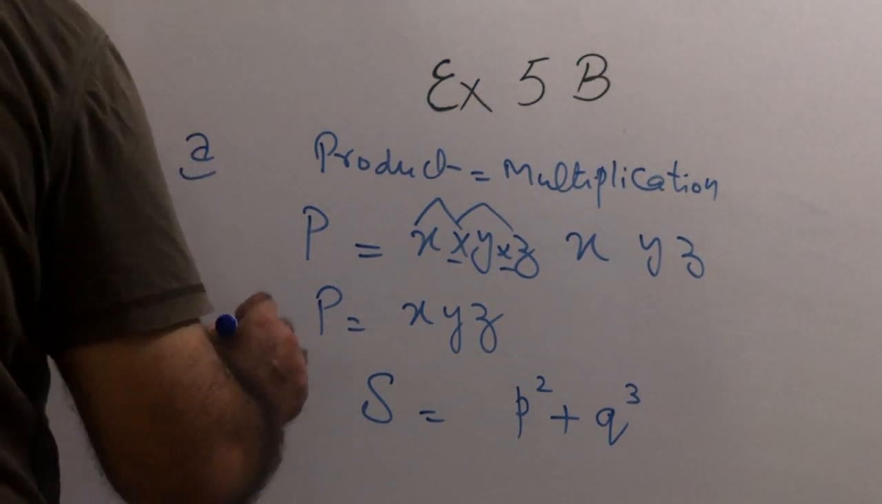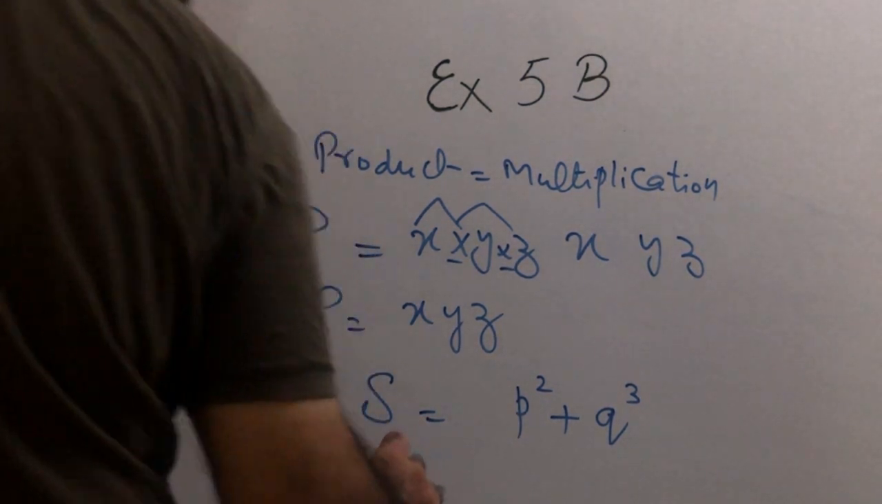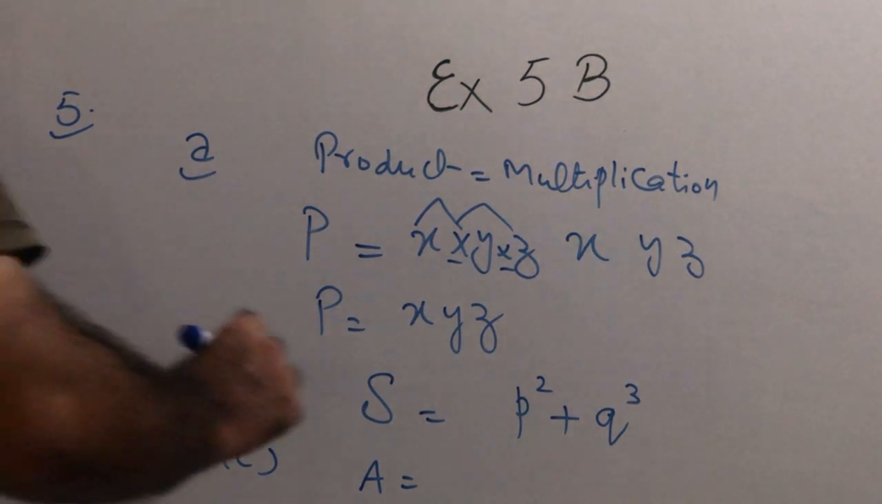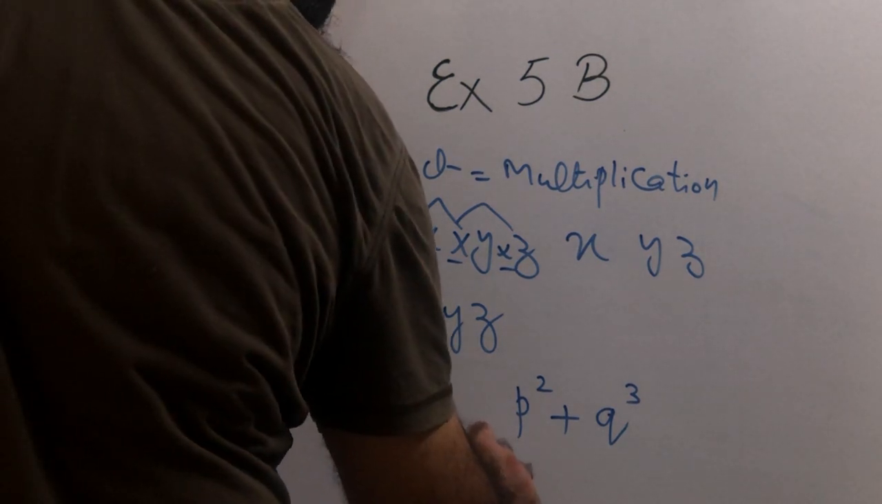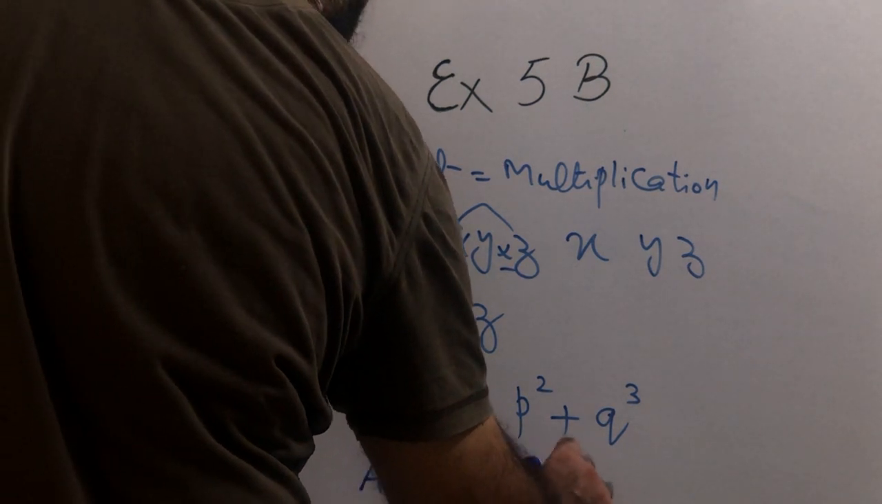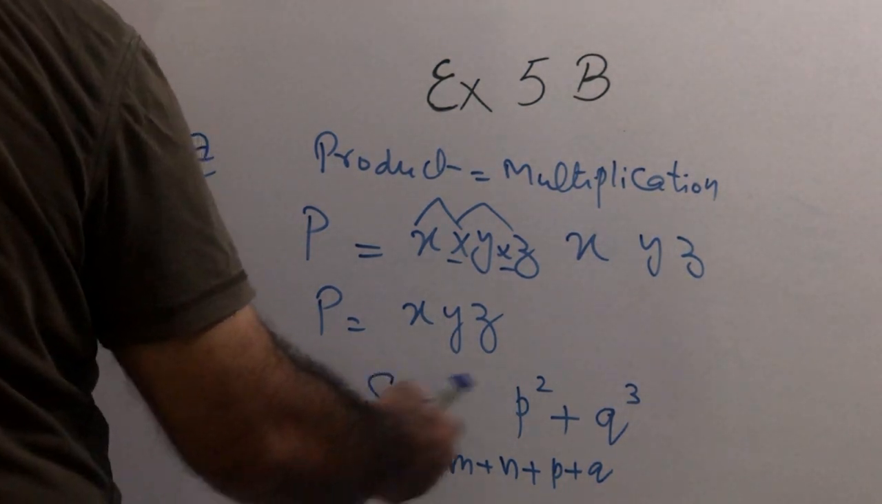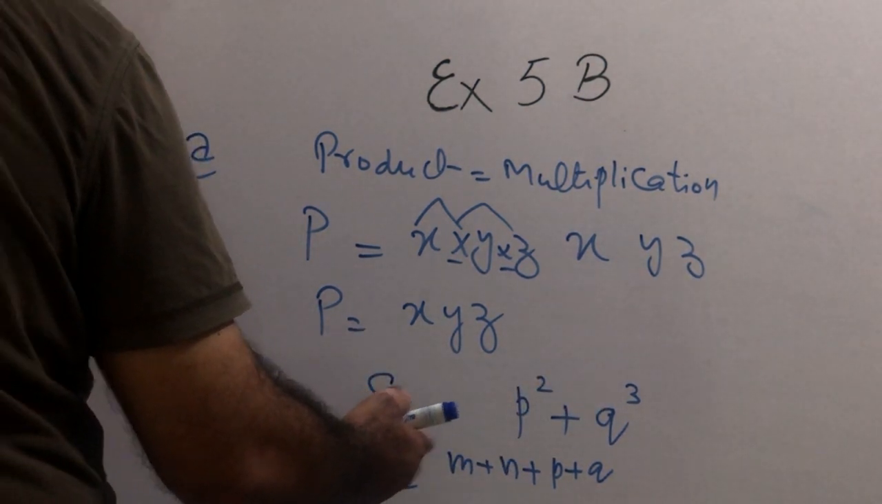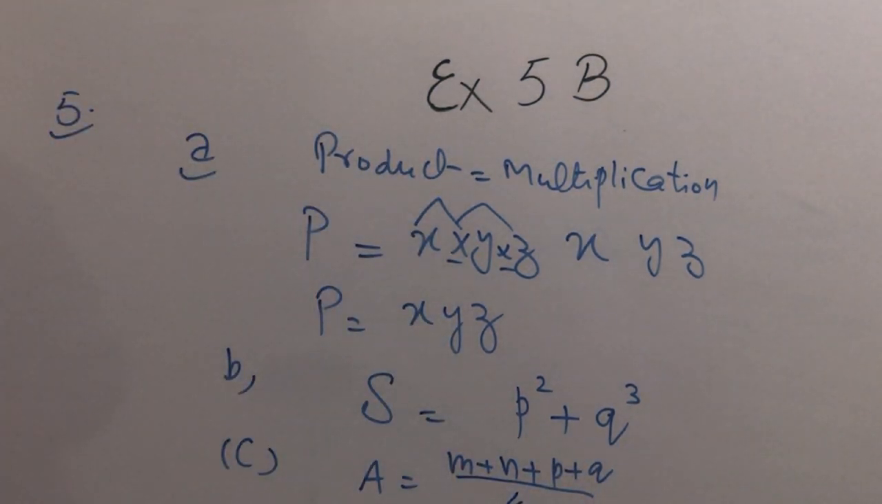Part C is average A. We need to find average A of 4 numbers M, N, P and Q. We know that when we find the average, we add all the numbers M plus N plus P plus Q. Then we divide it by the quantity of numbers. How many numbers? 1, 2, 3, 4 numbers. So it will be divided by 4. Okay, so this is the formula for average. So we have easily done A, B and C.